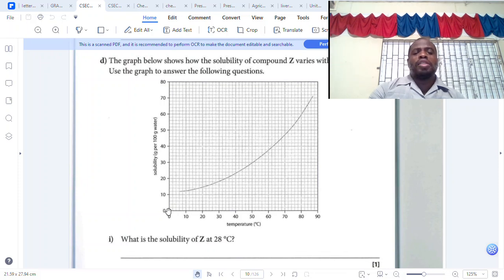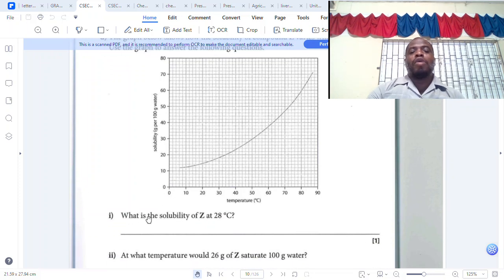Now it says, what is the solubility of Z at 28 degrees Celsius? Now CXC and these questions, they can ask you what is the temperature, or they can ask you what is the mass in terms of grams. How much is dissolved at a particular temperature? So the question can give you the temperature and ask you for the mass that it dissolves, or give you the mass and ask you for the temperature. So when we look at this graph, the first question says, what is the solubility?